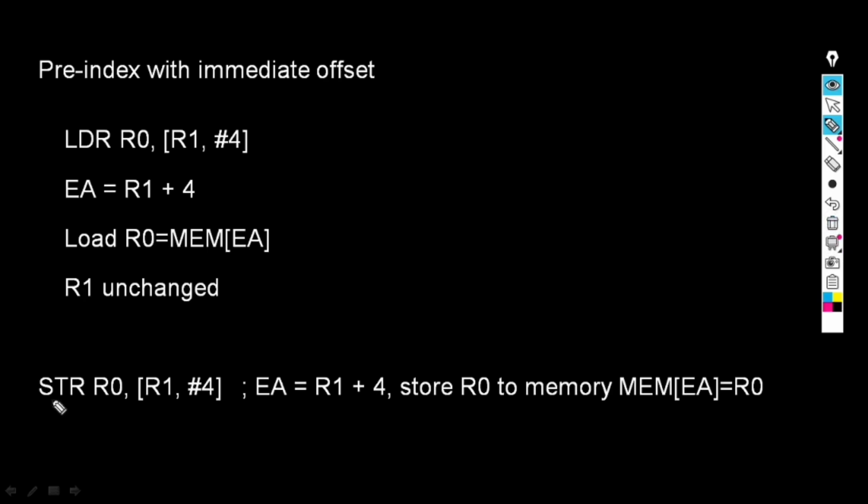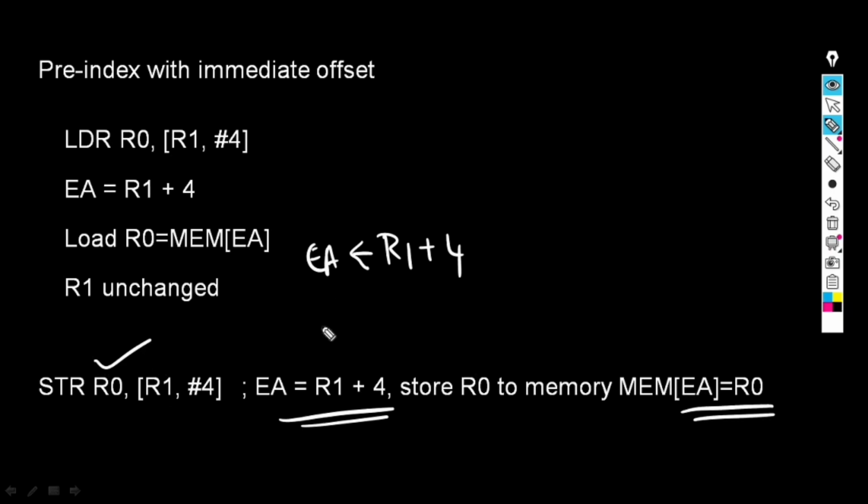Here the instruction is STR R0, [R1, #4]. In this case, the address in R1 is added with 4, and the result is your actual effective address as shown here. Once this address is calculated, whatever content is in R0 is stored in that memory location. If our previous example is considered, 800 plus 4, so in memory location 804 we are storing whatever data is in R0. So this is the very first thing.